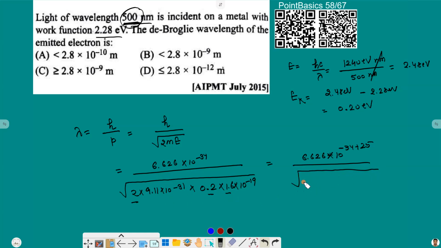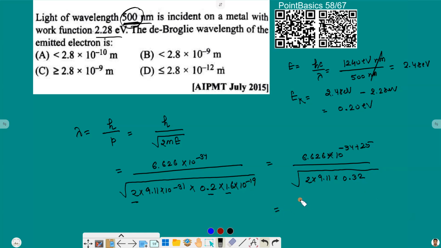Let us keep them as they are right now. This will be 2 as it is, this will be 9.1, and this will be 0.32 if you multiply these two.